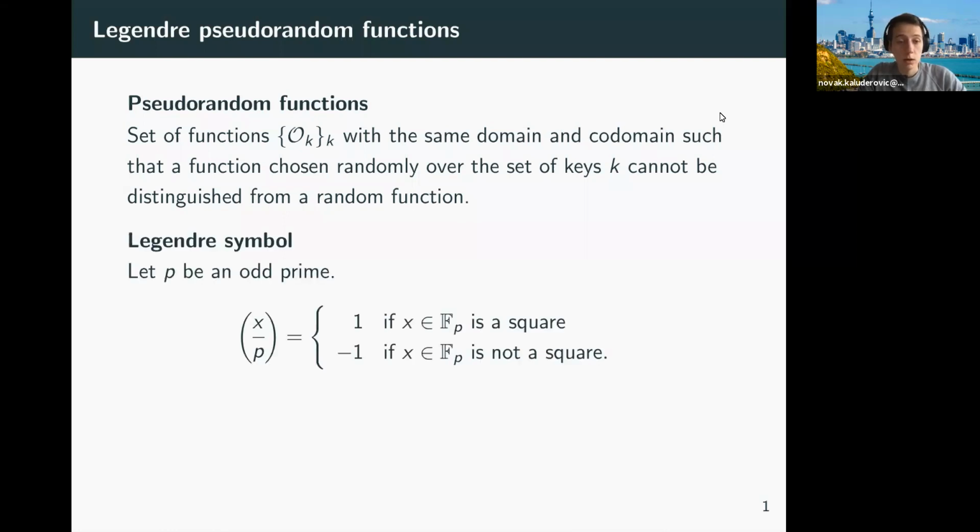So let p be an odd prime, then the Legendre symbol of x is equal to 1 if x is a square mod p, and -1 if x is not a square mod p. An important property of the Legendre symbol is that it is multiplicative. So the symbol of a times the symbol of b is equal to the symbol of ab.